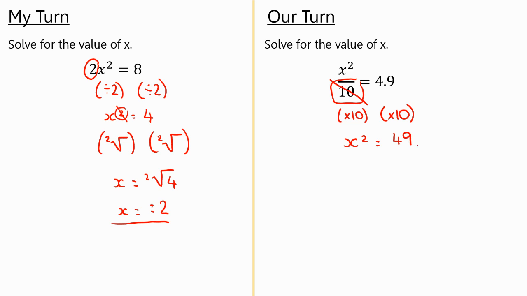That's 49. Final step, we need to get rid of the squared. How do we get rid of something squared? We do the inverse, which is square rooting. That leaves us with just x on the left, and on the right we want to find out what the square root of 49 is. What number, when you times it by itself, do you get 49? That is 7.